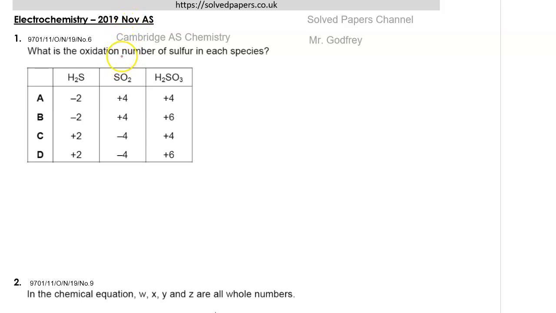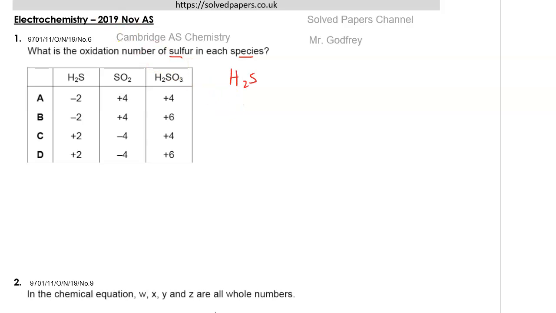So let's get on with these electrochemistry questions. Number 1, what is the oxidation number of sulfur in each species? For you to get this question, you have to work it out, and you're going to work it out right now here. Let's first look at hydrogen sulfide and find what is the oxidation state of sulfur here.